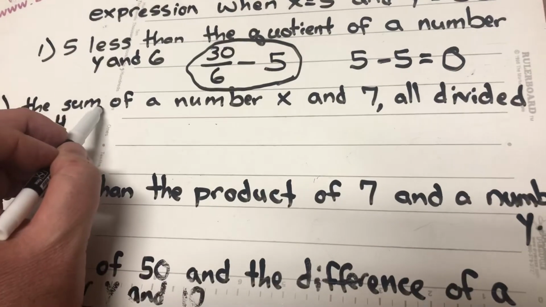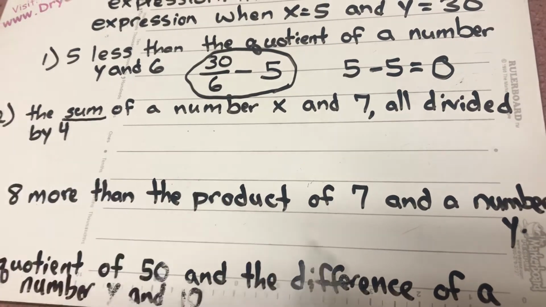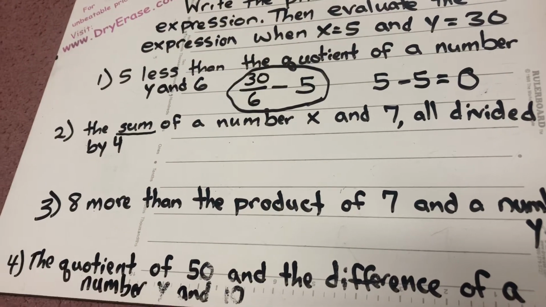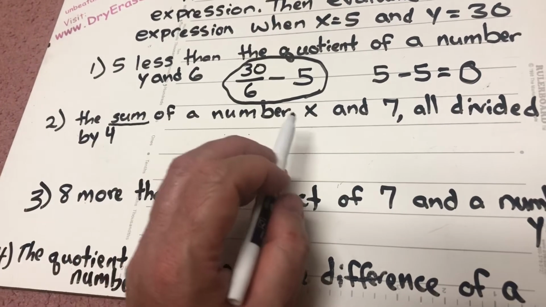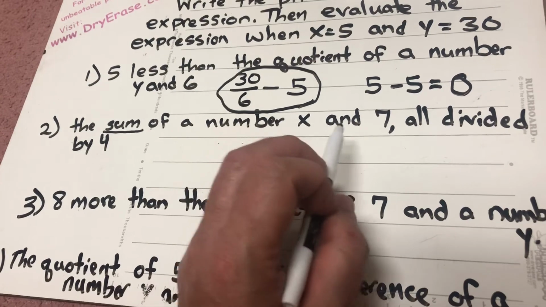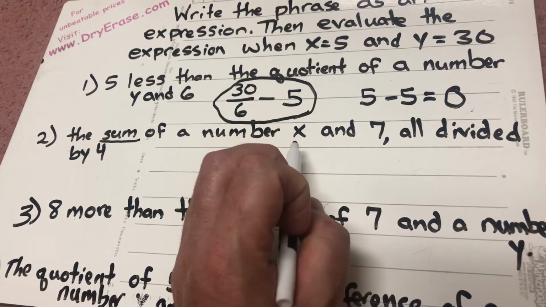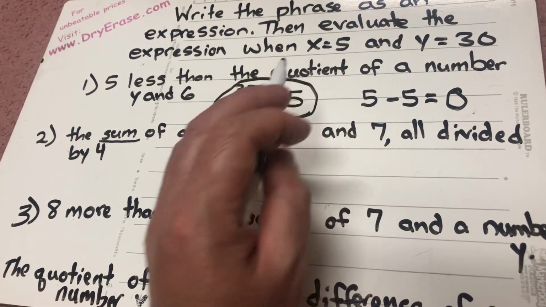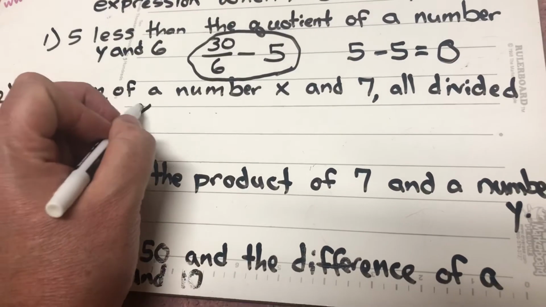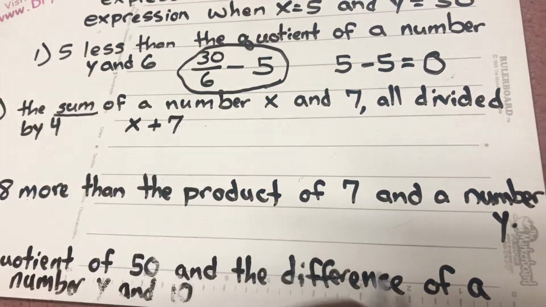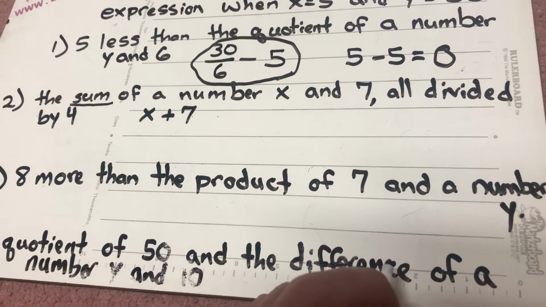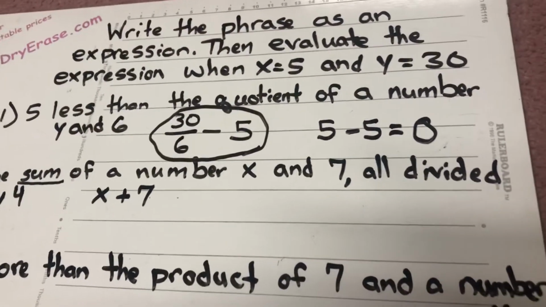When we talk about the sum, we're talking about the answer to an addition problem. The sum of a number x and 7. So it's x plus 7. My x needs to come first. Okay, so we're going to have x plus 7. All right.